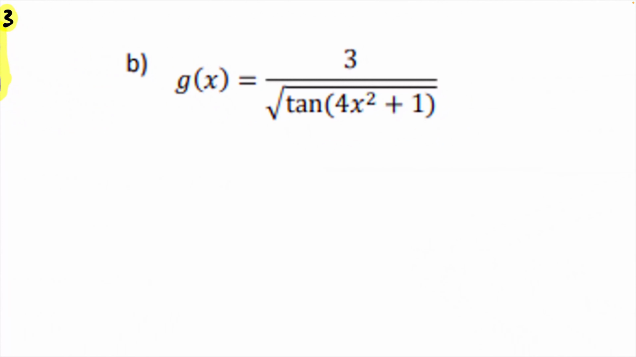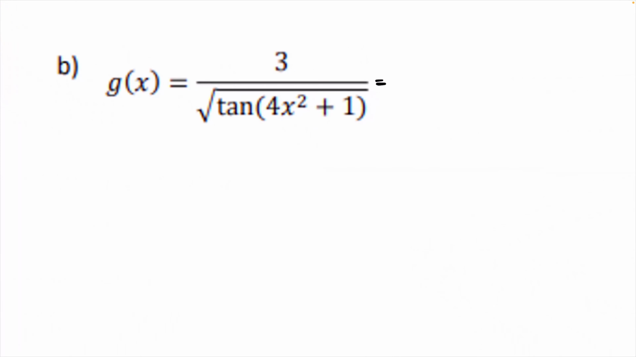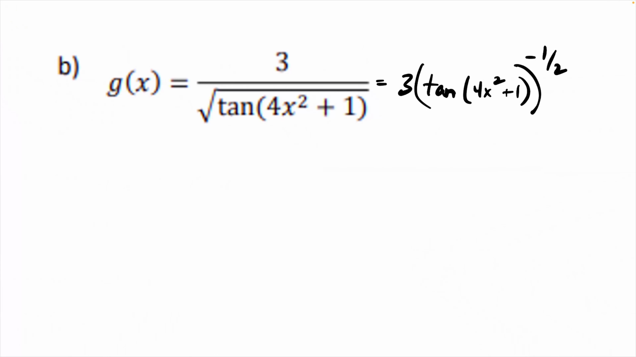Okay, so let's see. So you're going to have a 3. Move this guy to the top, right? Move tangent. I haven't done any derivatives yet. I'm just rewriting it. So what power is tangent of 4x squared plus 1 going to have? Negative 1/2. Good. Yeah, I think it is 3.